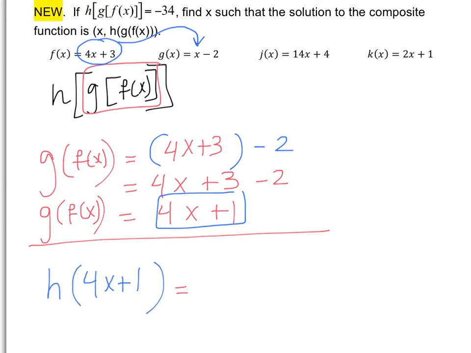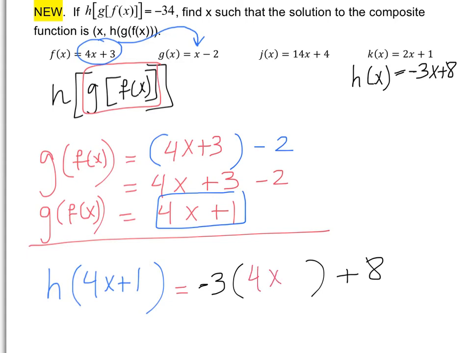Now since there's no h, I'm going to just create a new function h of x, just for the sake of this problem. I'm going to put it to be negative 3x plus 8. So consider this as a part of the given. Now you need to plug 4x plus 1 into h. So you put negative 3, open parentheses where x is, plus 8. And now what's going to go into these parentheses? Exactly, 4x plus 1. So you're going to put 4x plus 1 in there.